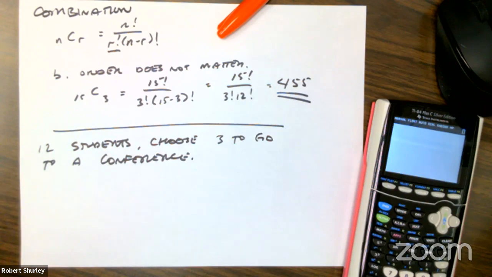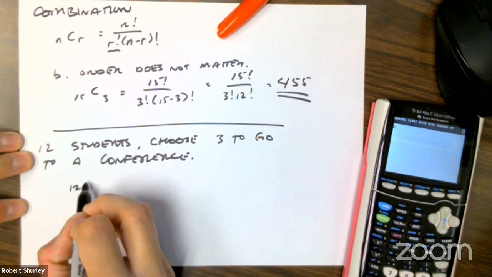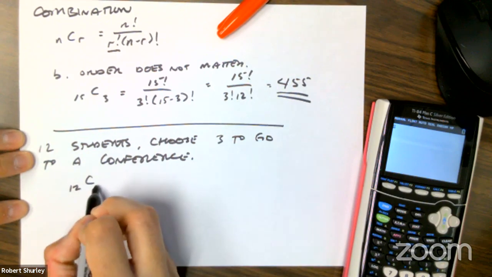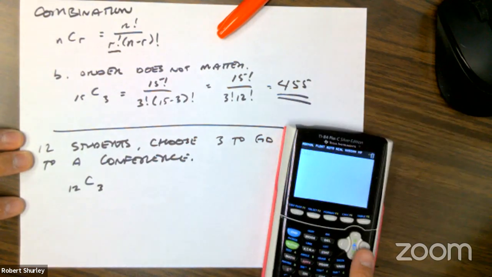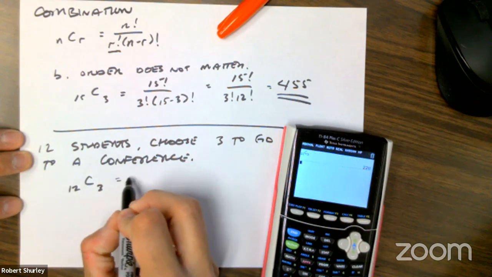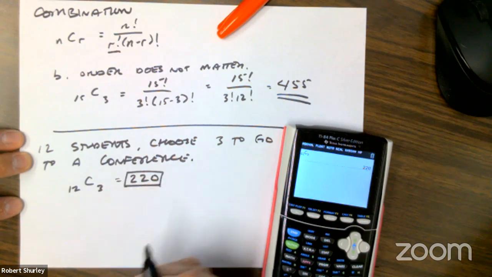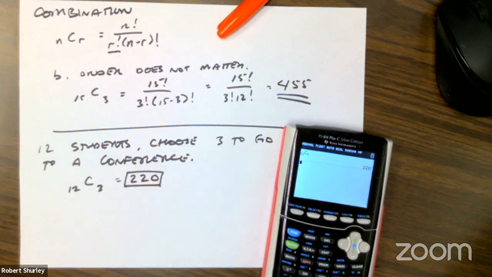So if I'm going to do the same thing, but this is a combination now. 12 combination 3. So 12 choose 3. So 220. If I have 12 students and I've got to choose 3 for a class, that would be 220 if order doesn't matter.